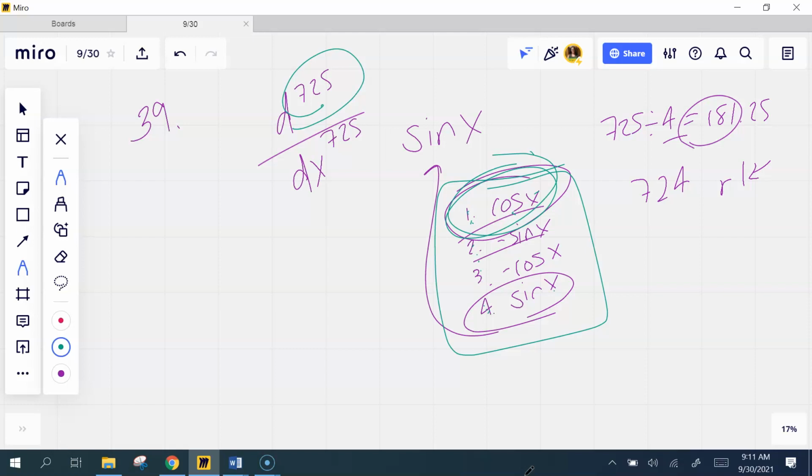Aaliyah jumped way ahead. 38 asks you to do cosine x, because you had this 1 left over. Others of you are starting to freak out a little bit because you're going, oh my gosh, how are y'all doing that fast? What is going on? Y'all are doing witchcraft in here.